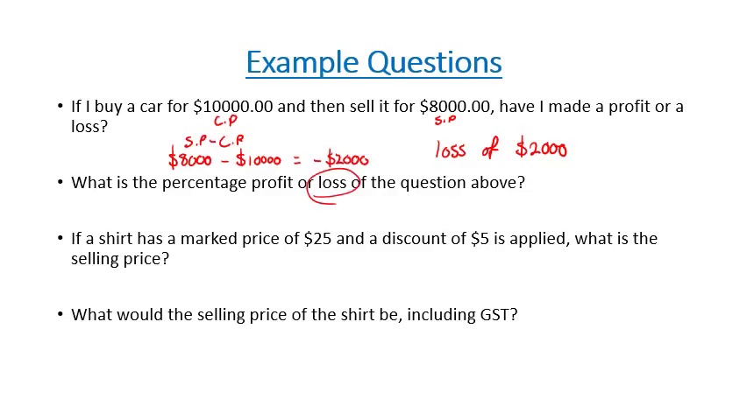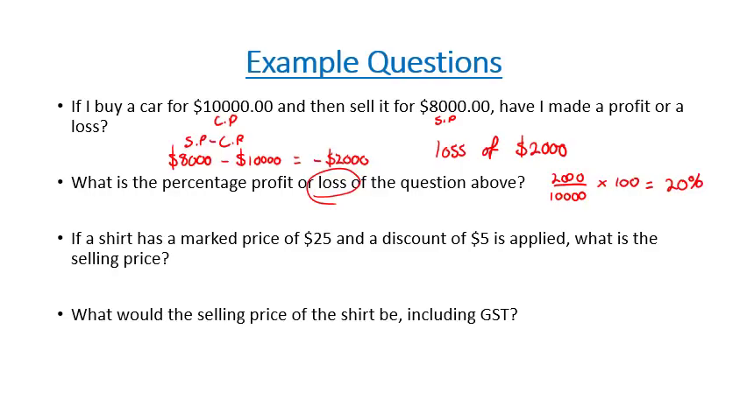The next part says, what is the percentage profit or loss of the question above? So we're looking at a loss, and we know that in order to work out the percentage loss, we have our profit or loss, in this case $2,000. We divide that by the cost price, which was $10,000, and we times our answer by 100. And this is in fact going to give us a 20% percentage loss.